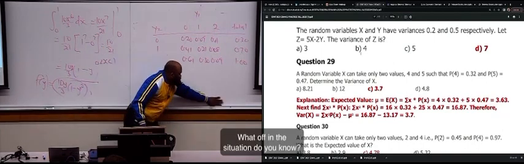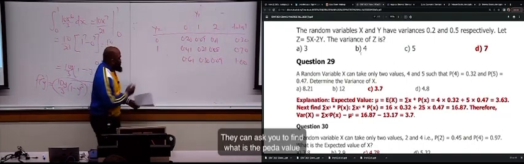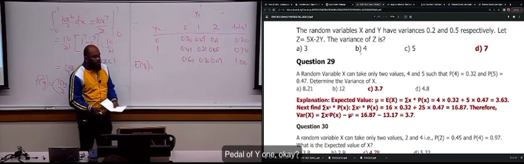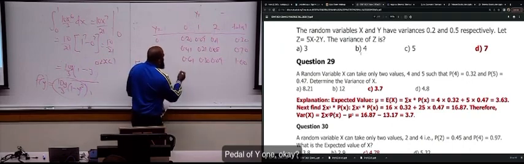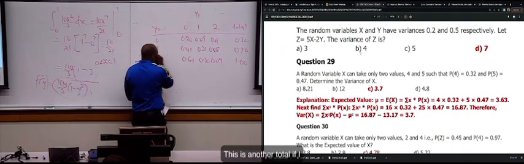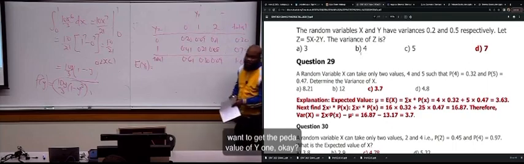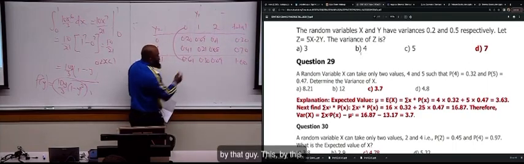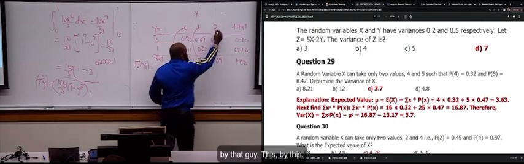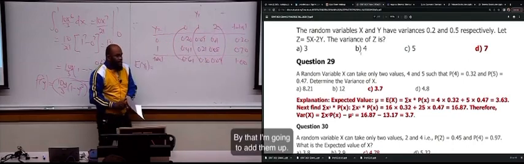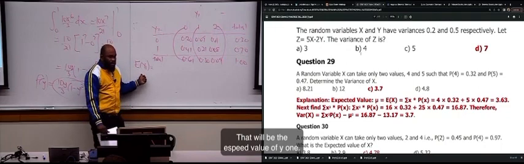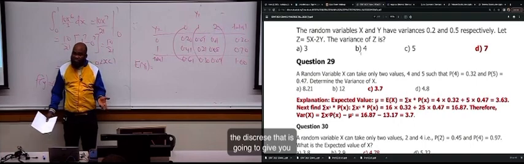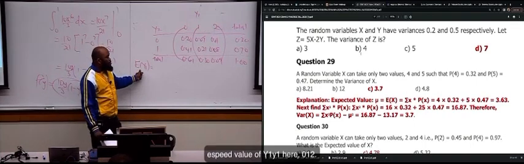In this situation, they can ask you to find the expected value of y1. Okay, this is another total. If I want to get the expected value of y1, I'm going to multiply that guy by that guy, this by this, that by that, and add them up. That would be the expected value of y1. You remember mathematical expectation when you are working with the discrete. That is going to give you the expected value of y1.